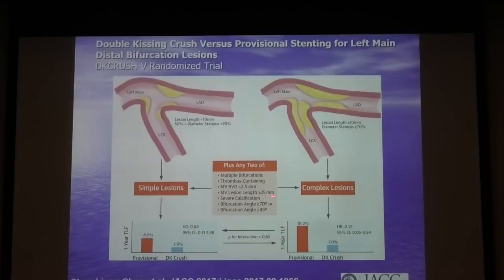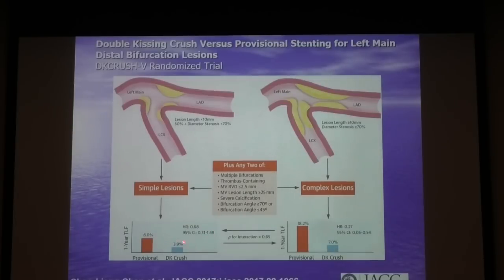Look at 1 year target lesion failure: provisional stenting 8% and 4% DK crush. With a small number of patients, probably there's not much difference. Maybe there is some bias in that, but I think it's helpful to know this information. طبعاً this does not reach statistical significance. However, it becomes more important when there is a complex lesion.